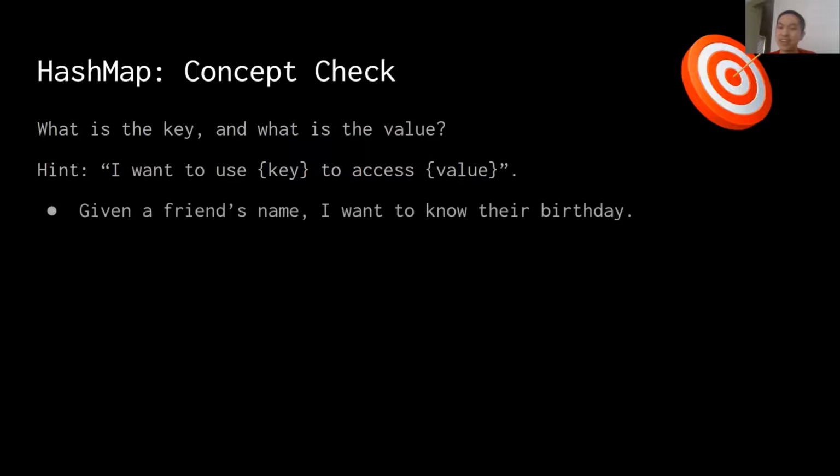So given a friend's name, I want to know their birthday. So if I'm storing this in a hash map, what would be the key and what would be their value? Just put it in the chat.